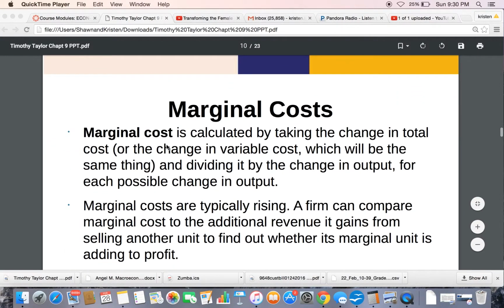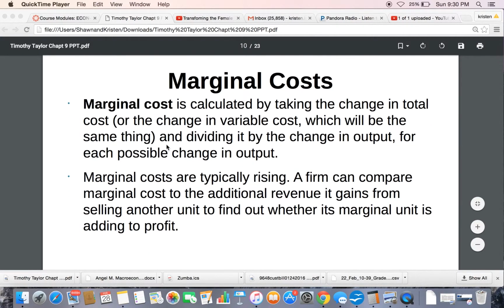So marginal cost is calculated by taking the change in total cost and dividing by the change in output. Marginal cost will typically be rising for a firm. This is because as we add variable inputs to our fixed input, just like in the cupcake example, we add more labor, we add more ingredients into the mix. They're not going to help us out as much because we're constrained by the fact that we're operating in a factory that's a fixed size.